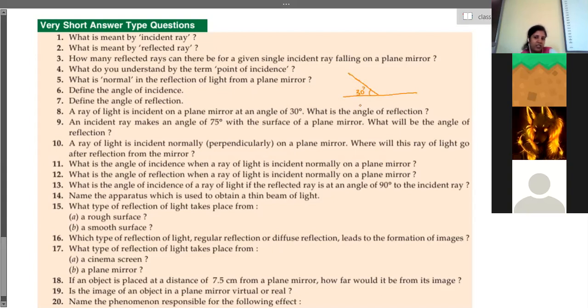This angle, they have not told with the normal. Then this is the normal. The whole angle is 90. So this angle is 60 degrees. If this is 60, that means the angle of incidence is 60. So the angle of reflection will be 60. Clear? Yes, ma'am.